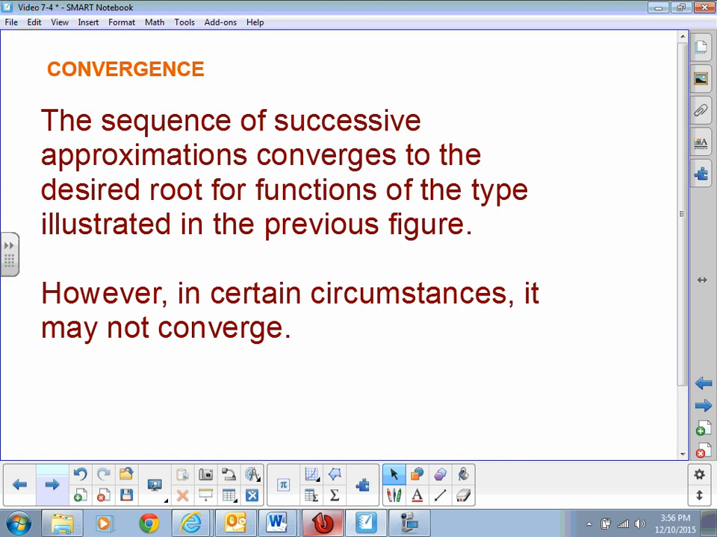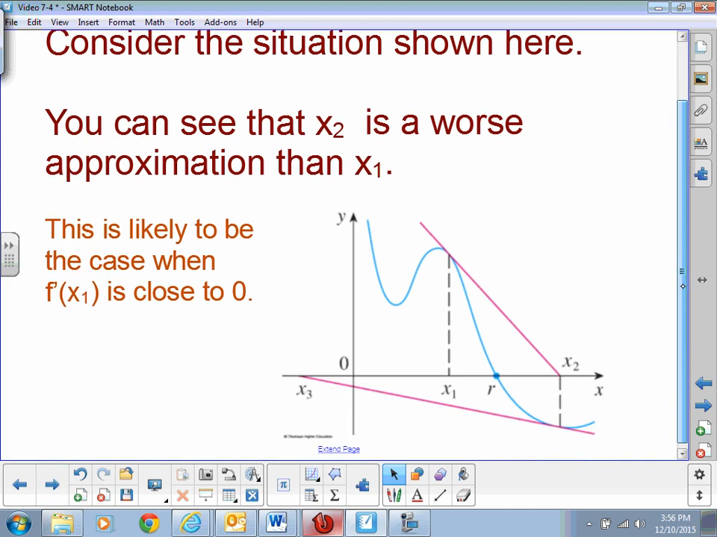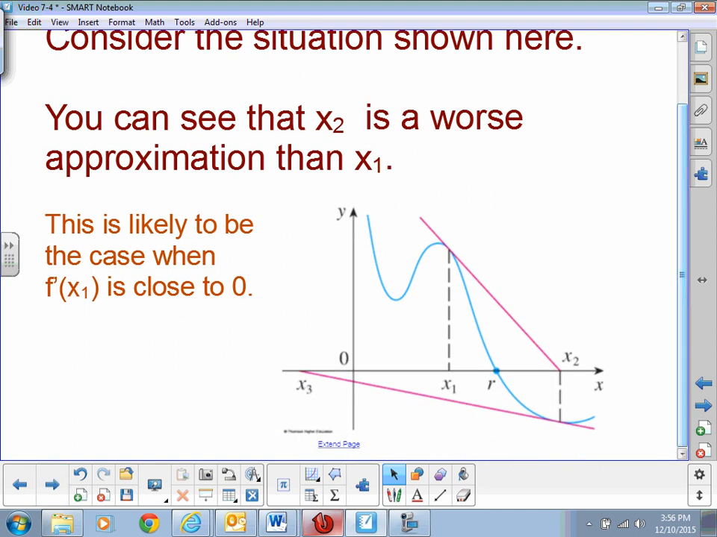Now, there might be certain cases where it will not converge to the root. With this one, notice when we pick x1 and draw our tangent line, we get x2. And then if we do our tangent line at x2, x3 sends us really far away from the root. It's not getting us closer and closer to 0. This will occur when we have a tangent line slope that is close to 0.